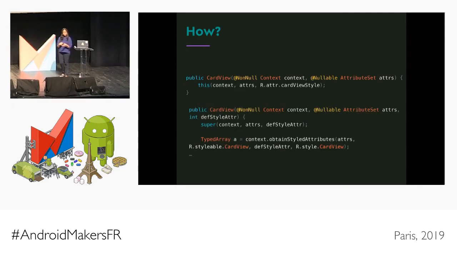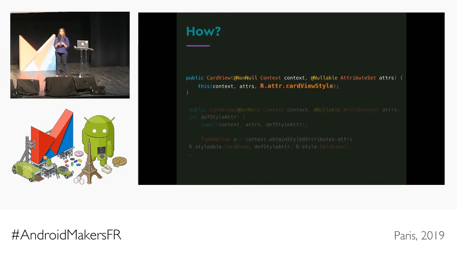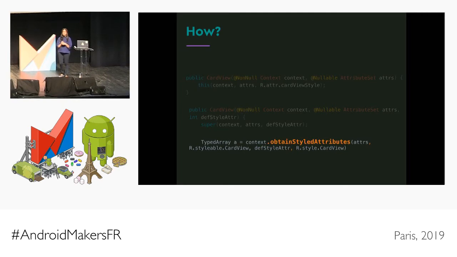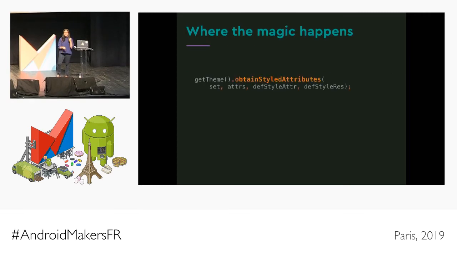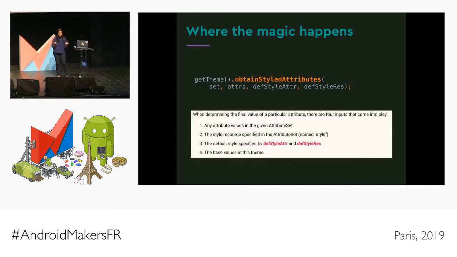It has a bunch of constructors, and we're only going to look at 2 of them. The first constructor calls into the second one. If you look closely, in the first constructor, the last parameter is a default style attribute. It's R.attr.cardViewStyle, and we just set this in the app theme. This is passed into the second main constructor, which is passed into the context.obtainStyledAttributes method. And this calls getTheme.obtainStyledAttributes, and this is essentially where the magic happens, and it's surprisingly well documented by Android.